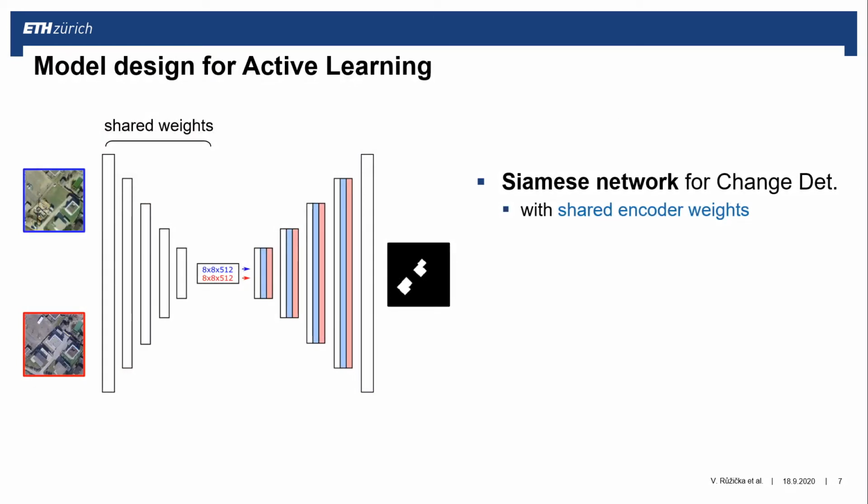So we need to look into the detail of the model design. We are using a Siamese network for change detection. This means that we have two encoder heads which share weights, and they are encoding images from this pair, and then the feature representation is concatenated together and propagated throughout the model.